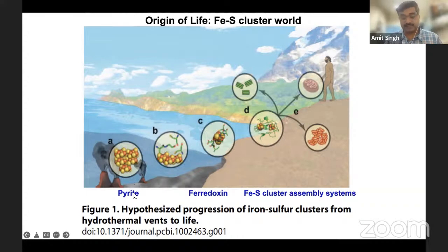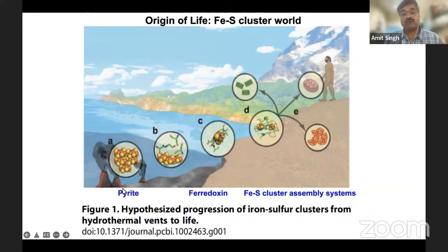And these self-assembled iron and sulfur molecules, this complex, was able to carry out a lot of reactions like nitrogen fixation, reduction of carbon, and all those things. So it appears that this self-assembled iron and sulfur complex was the starting point of life. And it sort of provided a template on which protein started to assemble.